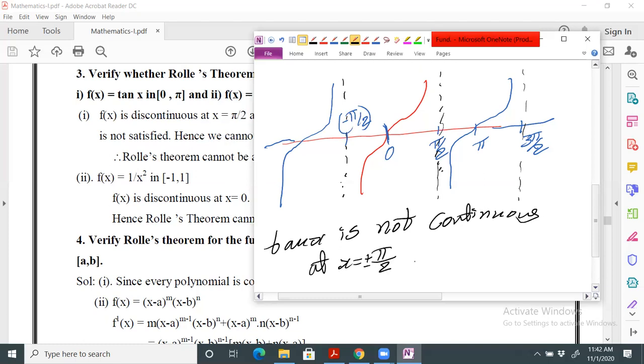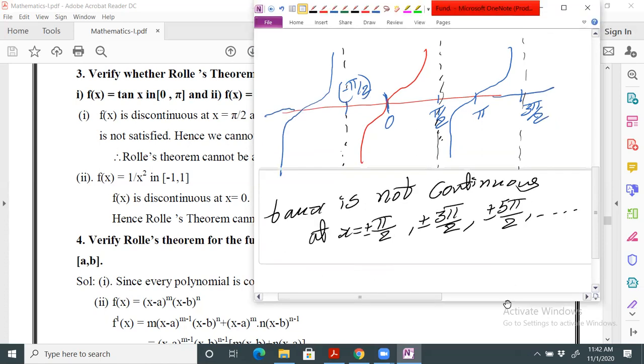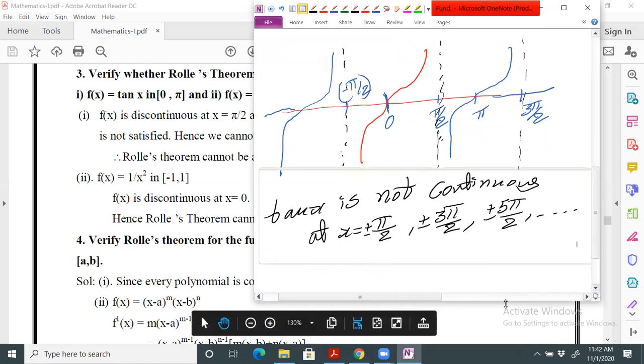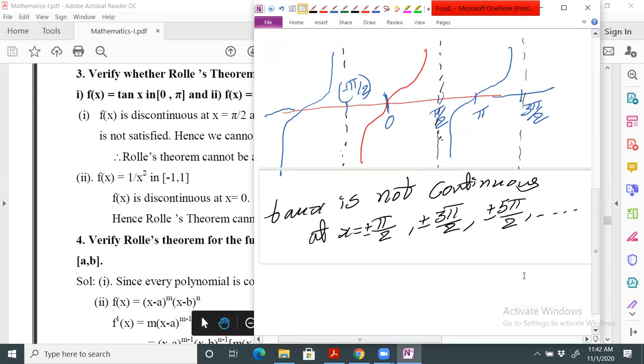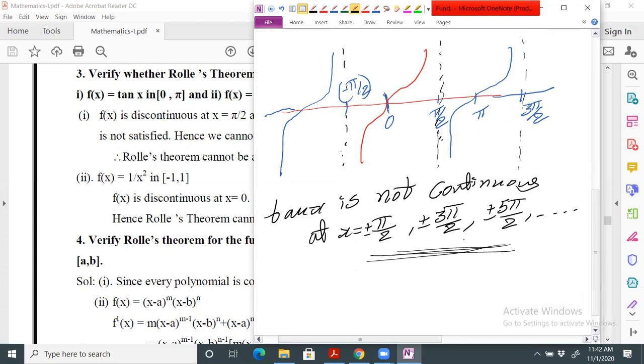So plus or minus pi by 2, plus or minus 3 pi by 2, plus or minus 5 pi by 2, and so on. At all these points it is not continuous. Whenever it is not continuous, for example in the given interval, if at least one of these points exists in the given interval, then it is not continuous.